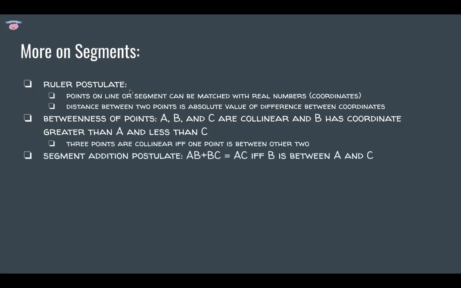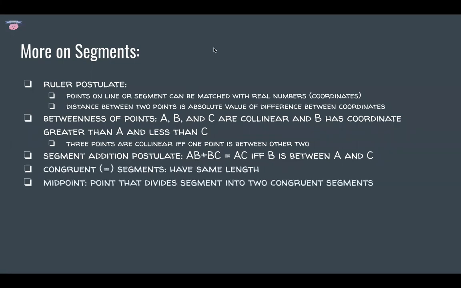Segment addition postulate. If B is between A and C, then the sum of segments AB and BC is AC. So if we have A, B, and C, AB plus BC is equal to AC. And this is only if A, B, and C are collinear and between. Congruent segments have the same length, and the midpoint is a point that divides a segment into congruent segments. So this can be the midpoint, and these two are congruent.